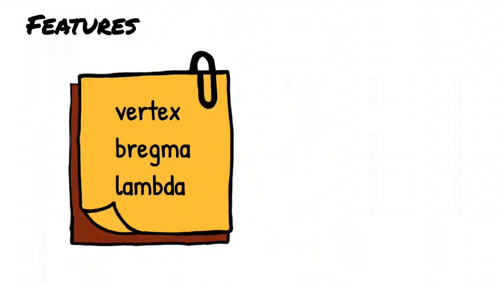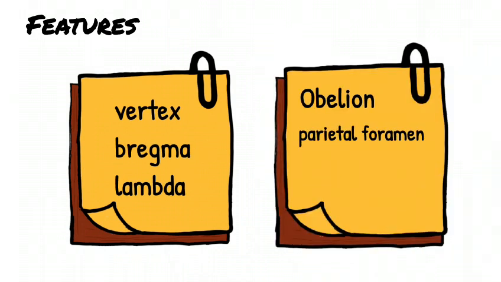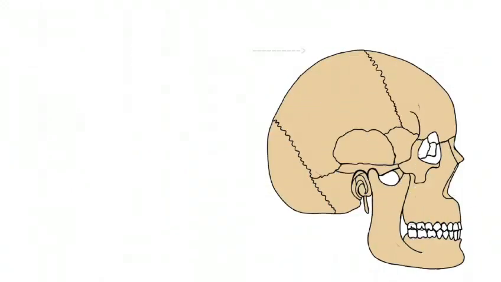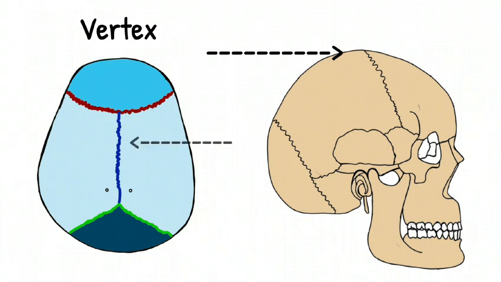Let's see the important landmarks seen in the superior aspect of the skull. The highest point on the sagittal suture is known as the vertex. It lies on the sagittal suture.